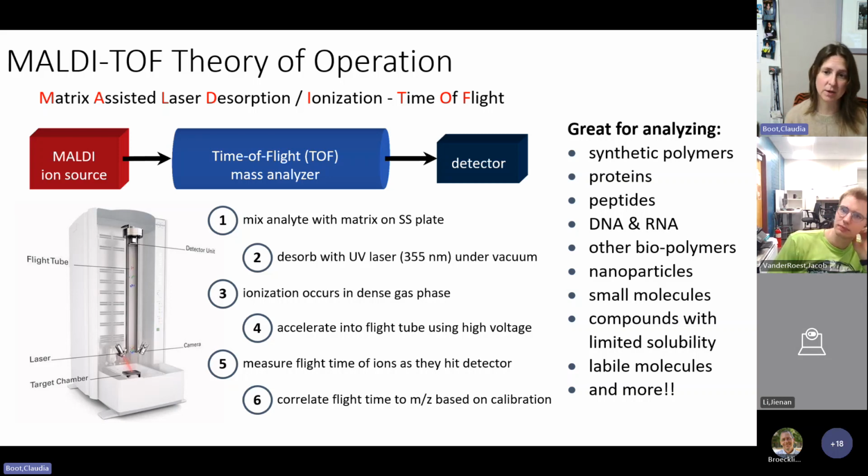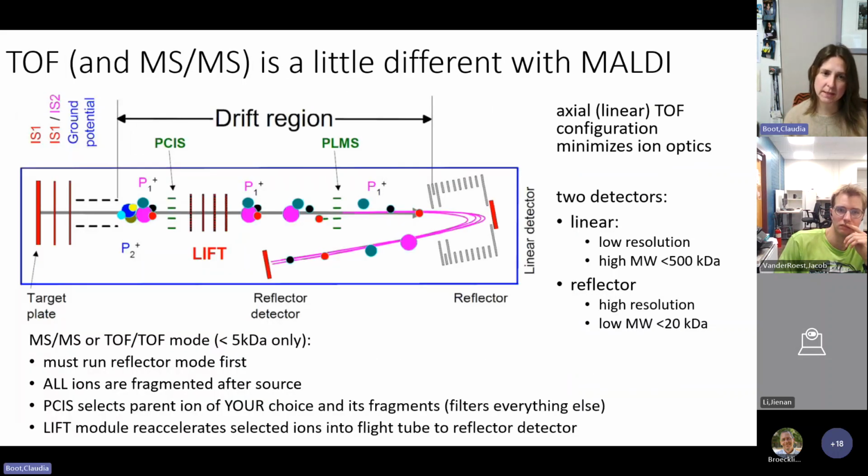MALDI works really, really well for large molecules, so polymers, proteins, peptides, nucleic acids, and other biopolymers, as well as nanoparticles. But you can also use it for small molecules, especially when things aren't really soluble and things that work well with ESI. And our system is a TOF-TOF. So we have this sort of different arrangement than maybe what you're used to thinking about in terms of a tall flight tube sitting on top of a mass spectrometer. The Ultraflex, you'll see a picture on the next page. The flight tube is linear or axial, so it's on its side basically, which minimizes how the ions have to travel through the flight path and has some advantages.